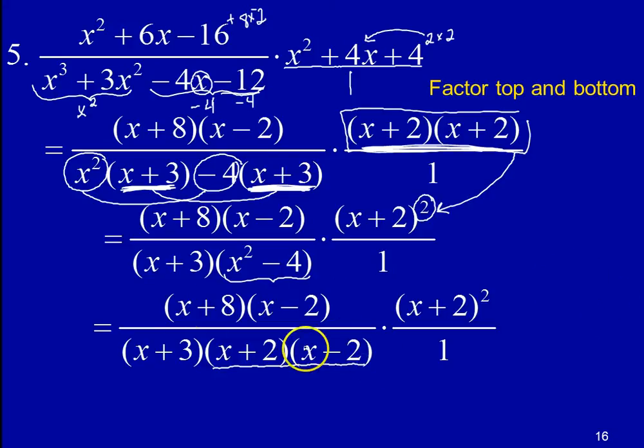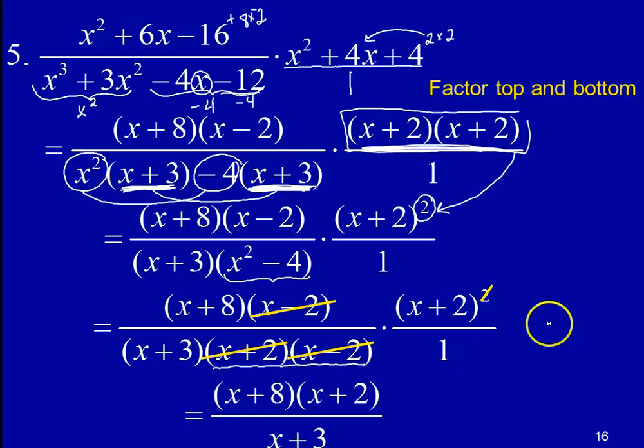Now, x plus 8, there's nothing to cancel that with. x minus 2, I can cancel those. And x plus 2, I can cancel. But remember, what did this mean? There were two of them. I've only got one on the bottom, so that cancels that second one, but there's one still left. There's no x plus 3 to cancel with, so I'm left with x plus 8 and x plus 2 on the top, and x plus 3 on the bottom.